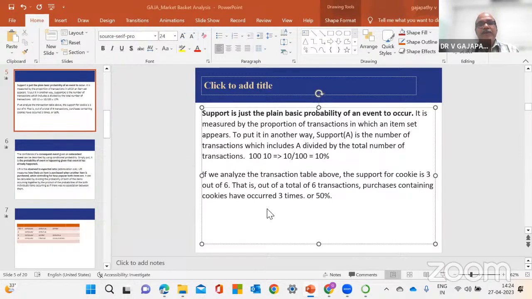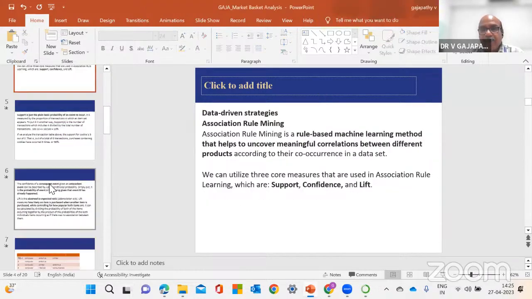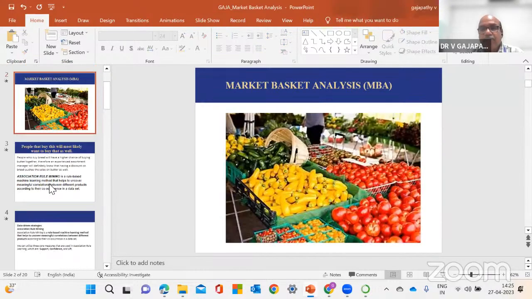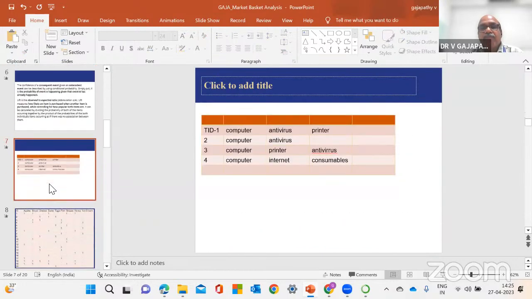Now we will go to the next one. See, if we analyze the transaction table, and the table I have used in this, here I have been using the cookie and all. But if you see this one, we are having 4. Of these 4, how many are having all the 3?